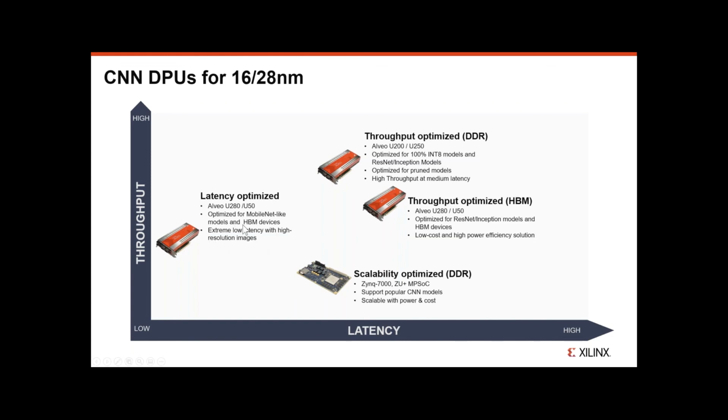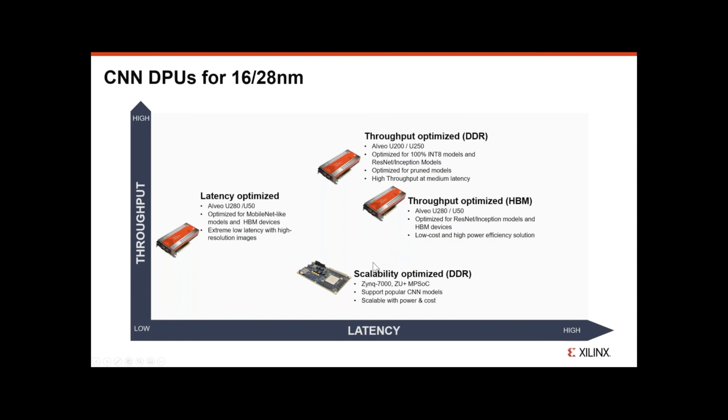This DPU is optimized for extreme low latency with high resolution, whereas the throughput optimized DPU is targeting more general purpose and high throughput at a medium latency. We also have a throughput optimized DPU for the HBM memory devices, and that's a low cost and high efficiency solution for things like ResNet and Inception.